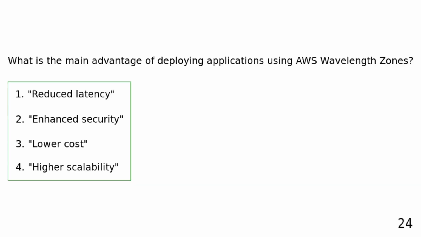What is the main advantage of deploying applications using AWS Wavelength zones? Reduced latency. Enhanced security. Lower cost. Higher scalability.